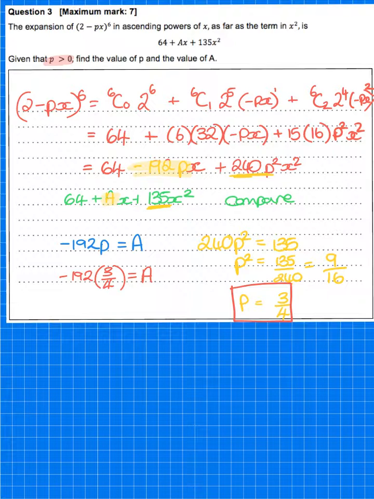So again, we don't have a calculator. We need to work that out. So we're going to go 192 divided by 4 and then times by 3, not forgetting that negative. And you're just going to have to do your best with the arithmetic again. Negative 144 is what you will come out with. Okay? And that was the answer to that 7-mark question.